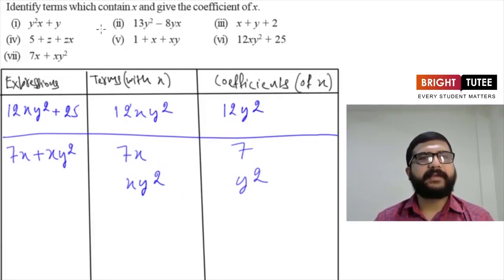So here what we did, in each expression we identified terms which are having x or which contains x, and then we have written their coefficients also. We have written coefficient of x in each of the term which is having x.